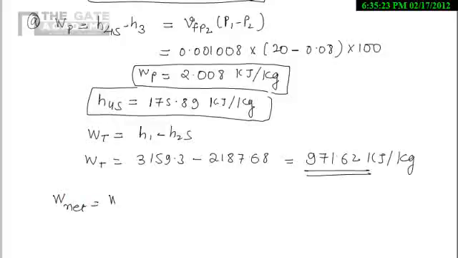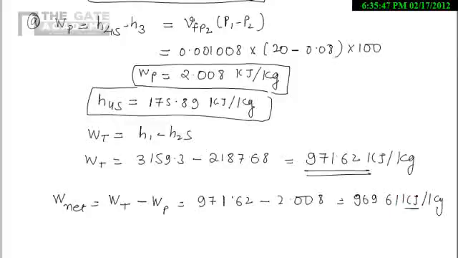So now we will calculate net work. Net work done is nothing but turbine work minus pump work, because the turbine is delivering work and the pump is consuming work. So Wt minus Wp, 971.62 minus 2.008, will come 969.61 kilojoule per kg.